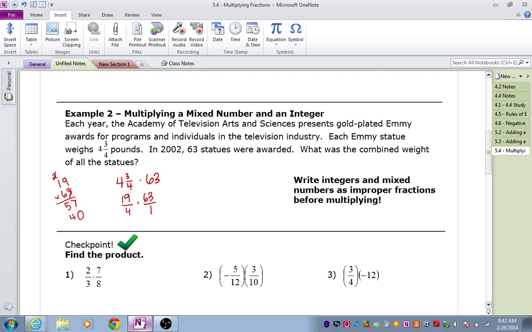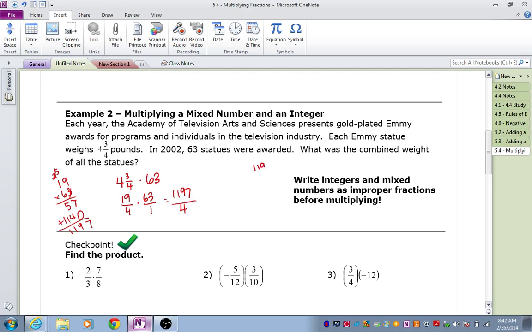6 times 9 is 54. 6 times 1 is 6 plus 5 is 11. We add those together, and we get 1,197, and then 4 times 1 is 4. But now we can't leave it as an improper fraction. We need to change it back into a mixed number.